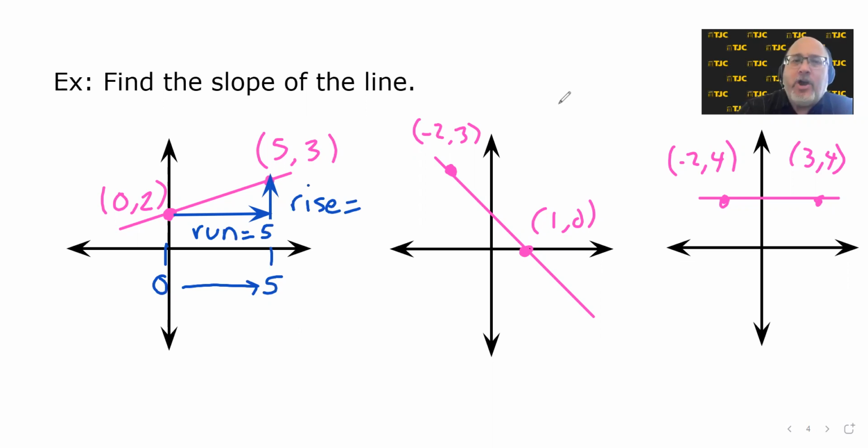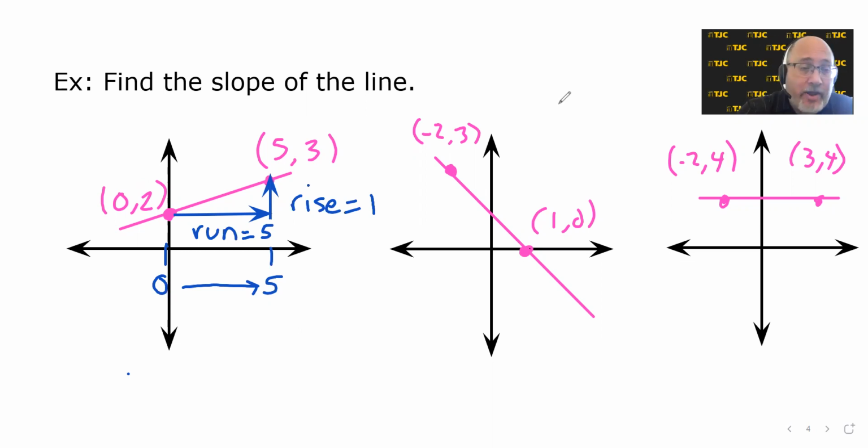How far up did we go? Oh, that one's pretty easy to see because the first point was up 2, the second one was up 3. So we had to go up 1 more to get from 2 to 3. Or we could just subtract 3 minus 2. And so the slope over here is 1/5.